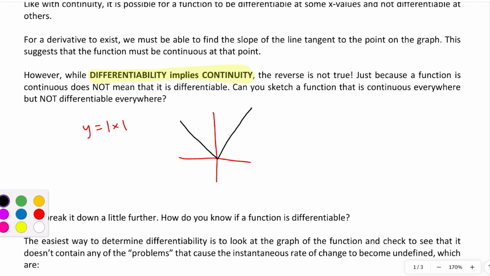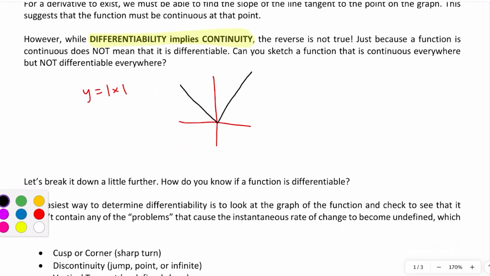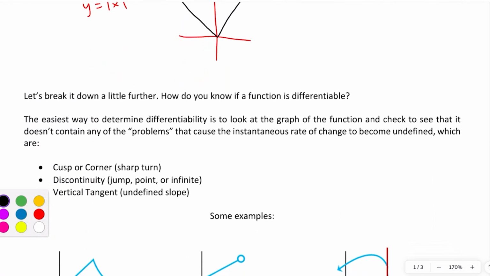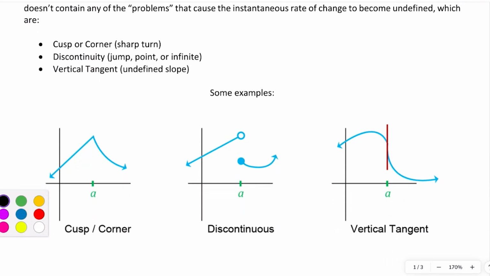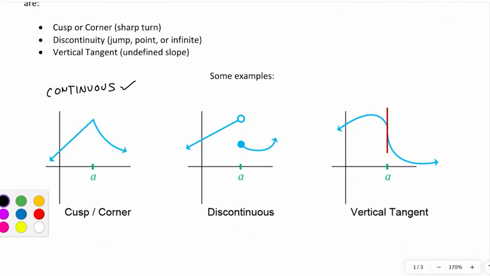But basically, how do we know if a function is differentiable? Well, we want to look at the graph and look for these behaviors to say, oh, it's not differentiable. In other words, if you have a corner or a cusp, as it's sometimes known, this would be an example of where it's not differentiable, but it is continuous. So this is continuous, but not differentiable.